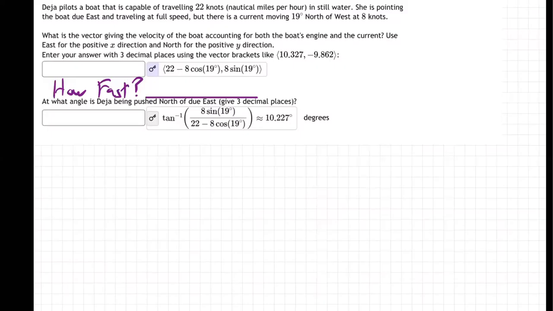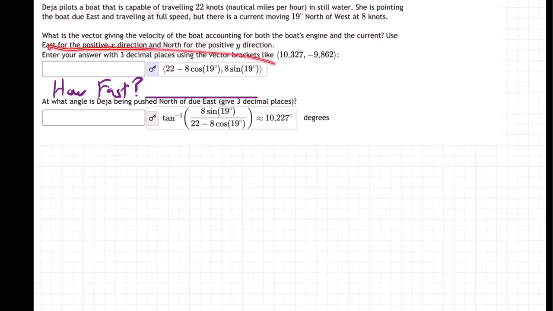Okay, so on this question, they're saying Deja, it's like deja vu, Deja pilots a boat that is capable of traveling 22 knots, nautical miles per hour, in still water. She is pointing the boat due east and traveling at full speed, but there's a current moving 19 degrees north of west at 8 knots. Knots is like miles per hour, nautical miles per hour. What is the vector giving the velocity of the boat, accounting for both the boat's engine and the current?